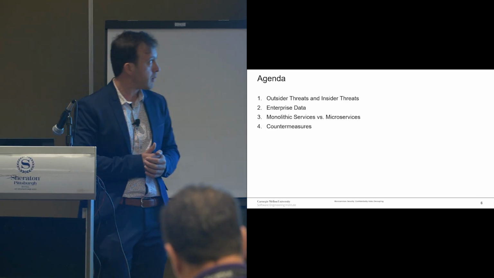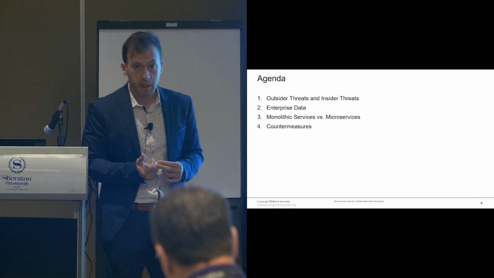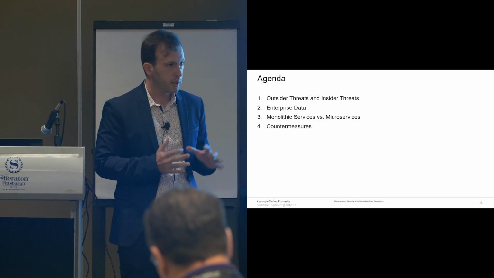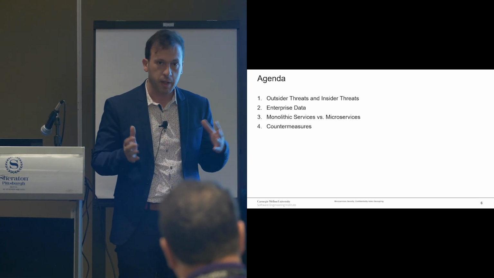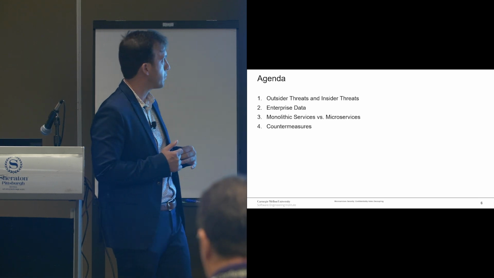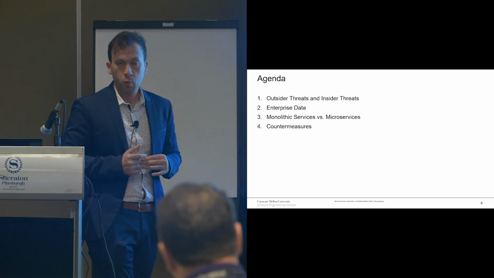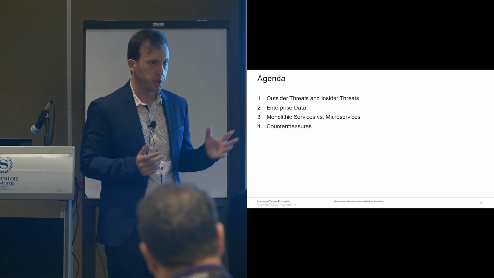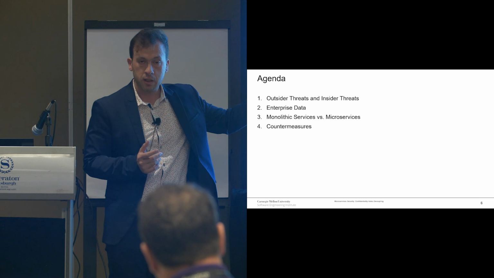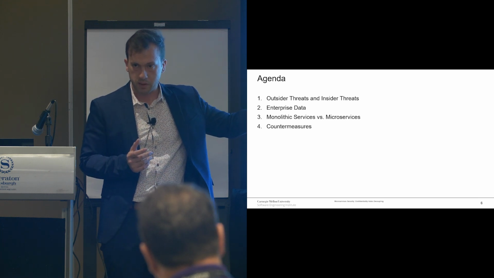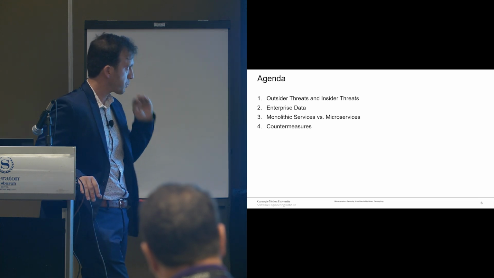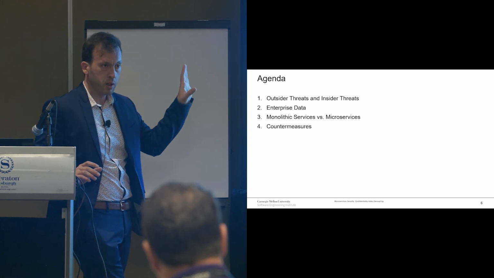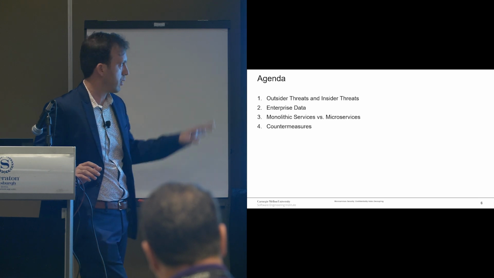So this is our agenda. We will talk about the outsider and insider threats. Then we will talk about the enterprise data, types of enterprise data, master and transactional. Then we will move to the first major point of my talk, which is microservices versus monolithic services. And finally, I will present some solutions for the problems we will see later on.